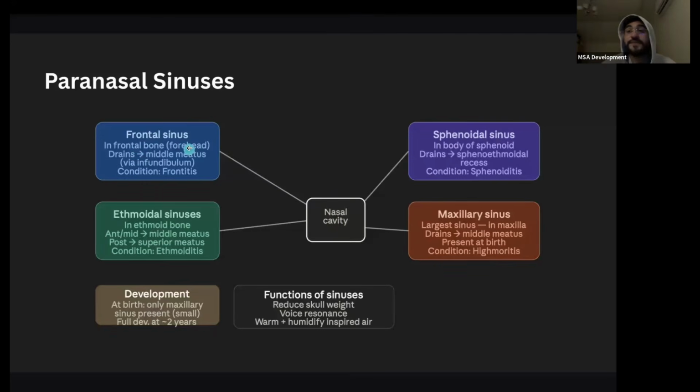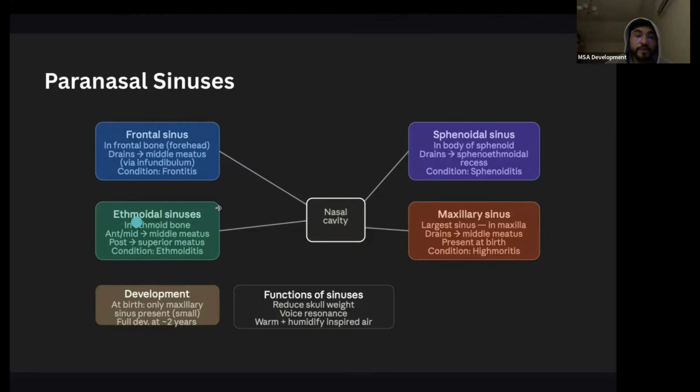So first of all, the frontal sinus, which is in your forehead right here. It's in the frontal bone and drains through the middle meatus, if you remember. It's connected to your nasal cavity. So if you've had, for example, an infection in your nose, it could go to the frontal sinus. You could have frontitis, for example.